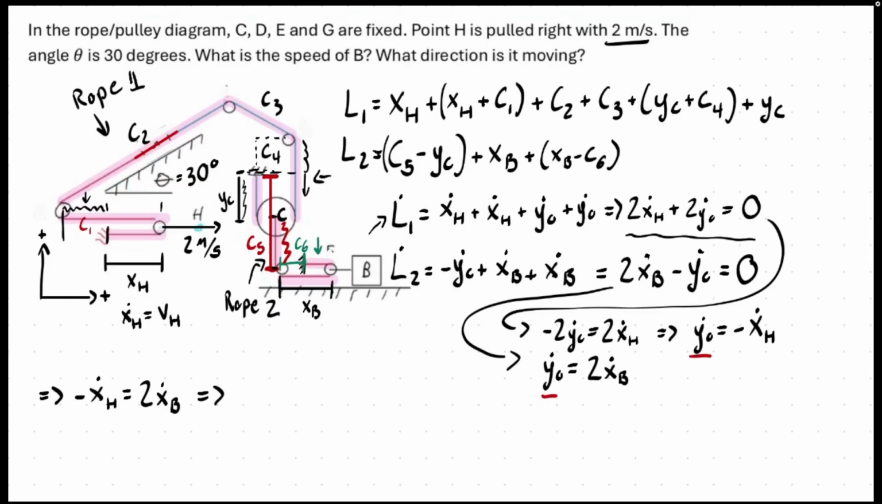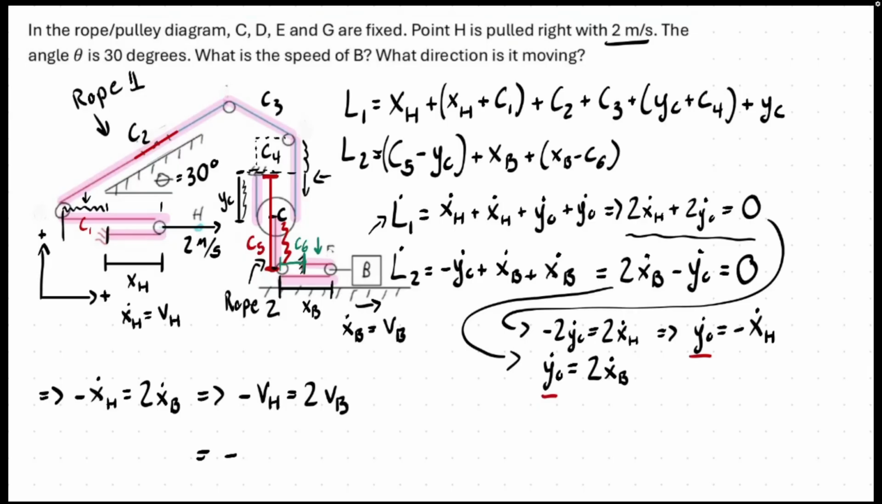And for B, based on the same principle, if B is moving to the right, then XB is increasing. So XB dot equals the velocity of B. There's no negative value because they're increasing in the same direction. So let's replace those values. Negative VH equals 2VB. Now if we want to find the velocity of B, we can plug in our velocity of H.